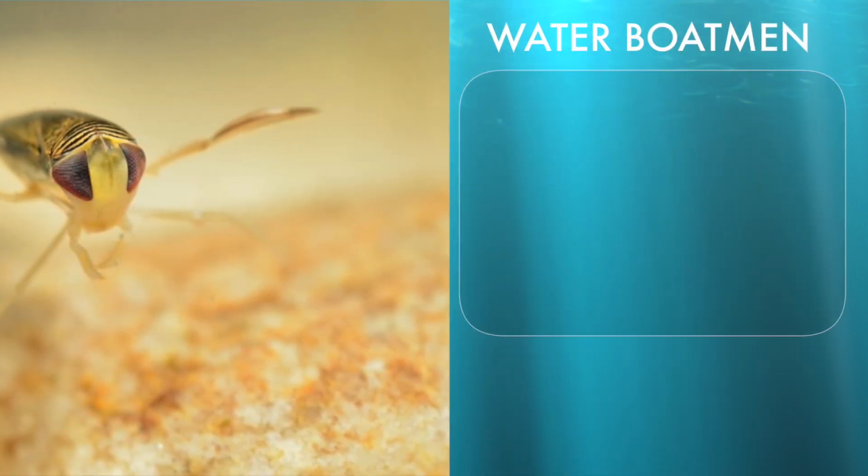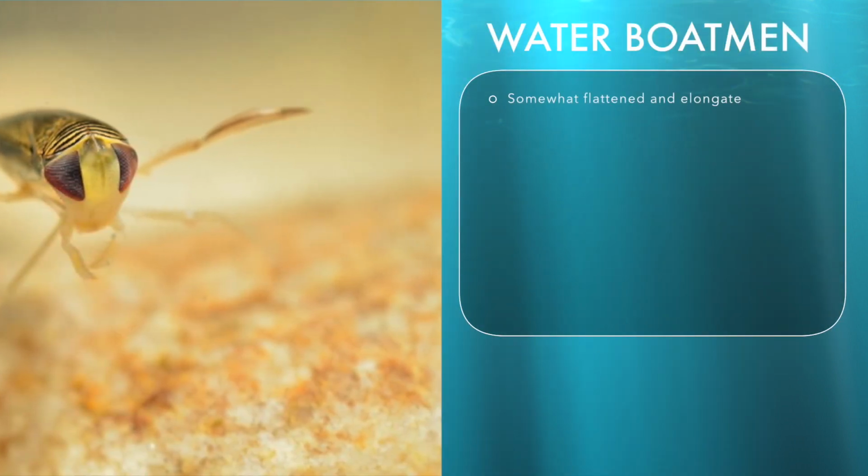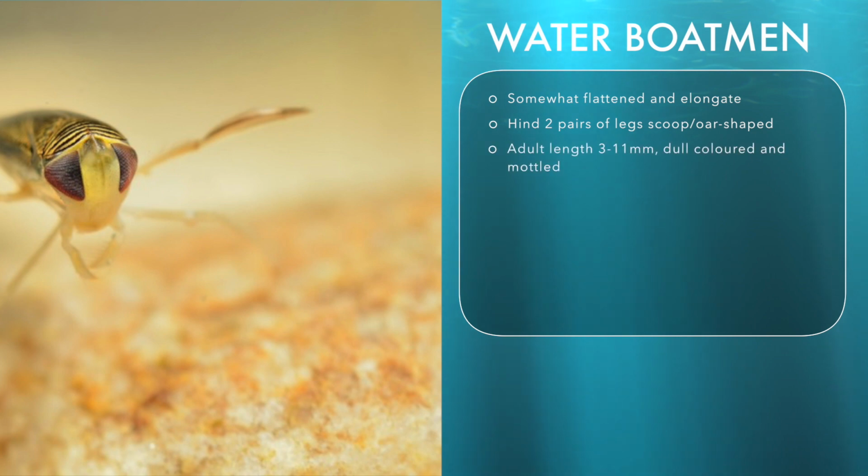Water boatmen. Water boatmen are somewhat flattened and elongated in shape. They have the hind 2 pairs of legs fitted with hairs, and the tarsi of the hind legs is scooped or oar-shaped, which allows them to swim. Adults range in length from 3 to 11 millimeters long and are usually dull-coloured and often mottled. Water boatmen are the largest group of aquatic true bugs.